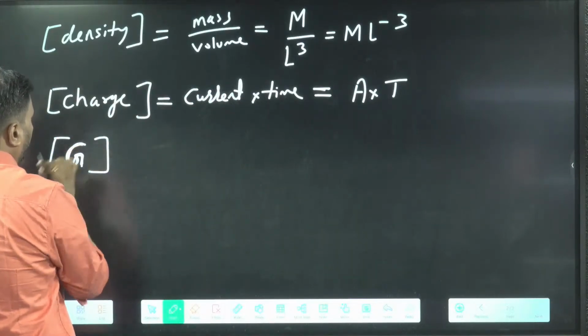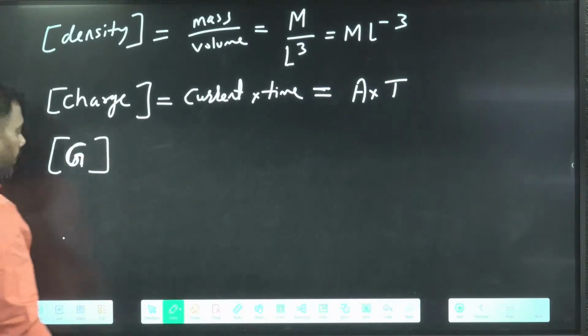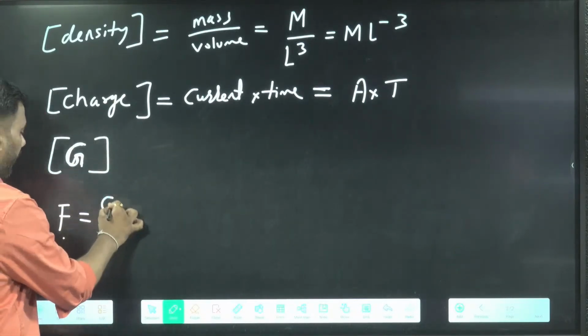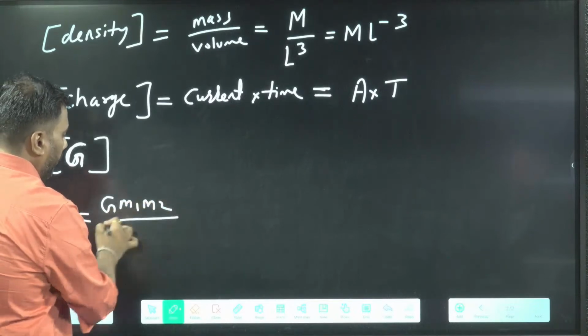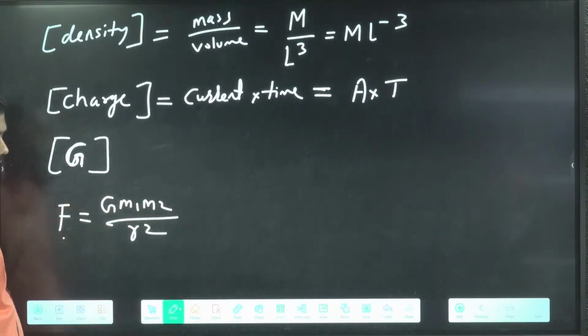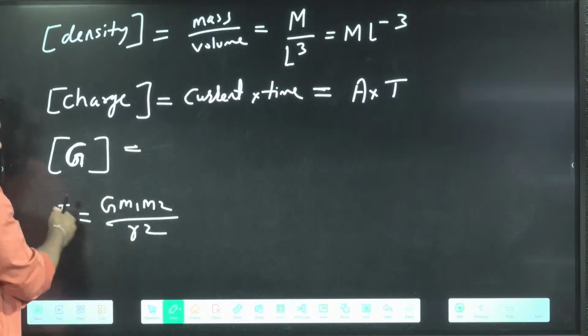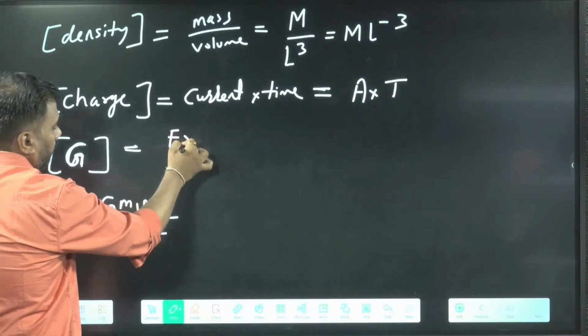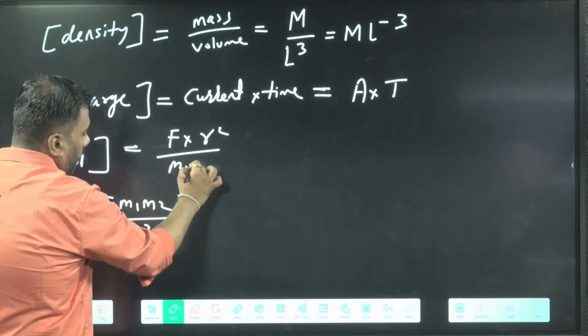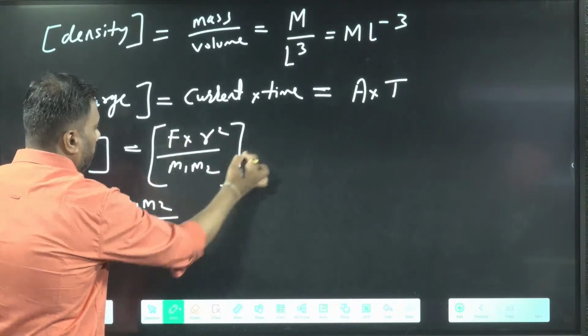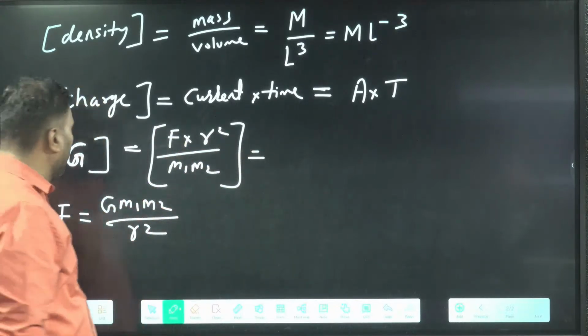Capital G, dimensions of the universal constant of gravitation. You should be remembering that F equals G m1 m2 by r square. You should remember this. So G can be written as force into r square divided by m1 m2. To solve this to get dimensions of G.